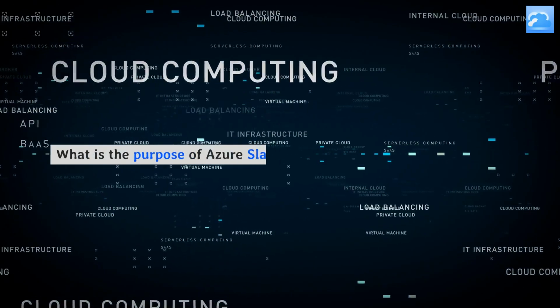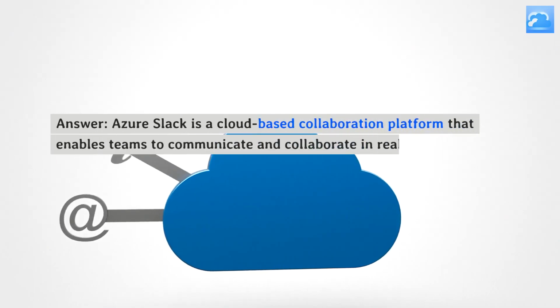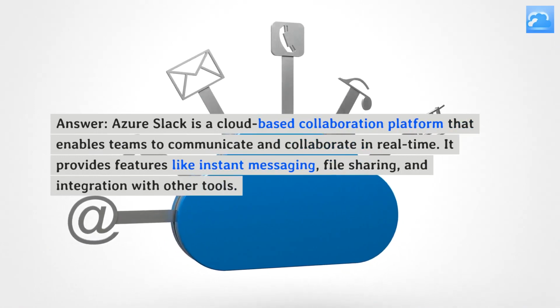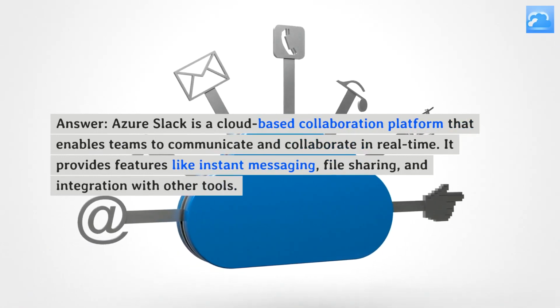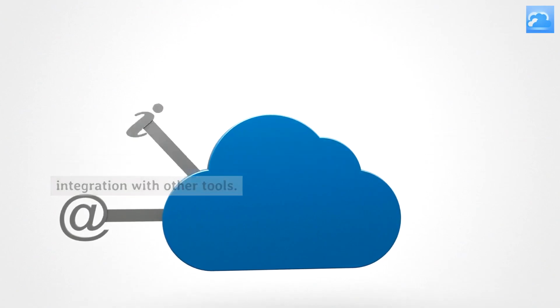What is the purpose of Azure Slack? Answer. Azure Slack is a cloud-based collaboration platform that enables teams to communicate and collaborate in real time. It provides features like instant messaging, file sharing, and integration with other tools.